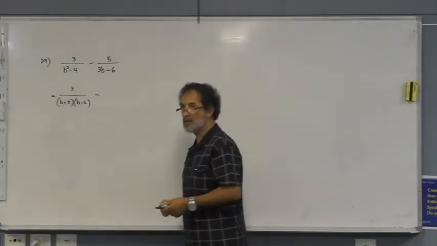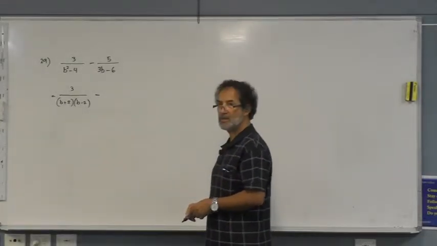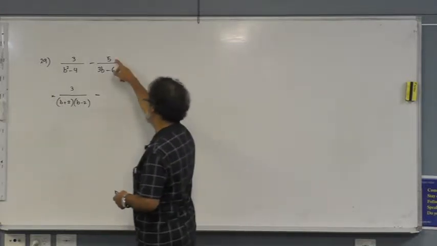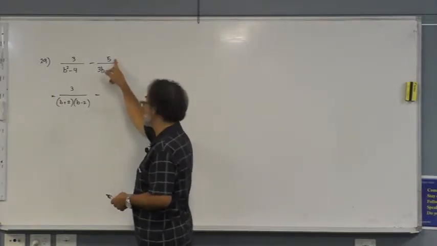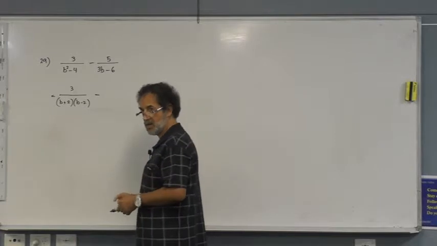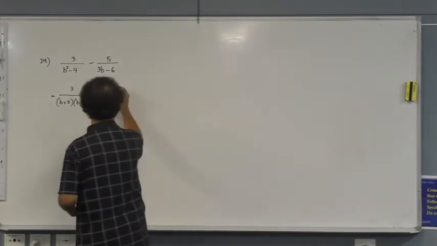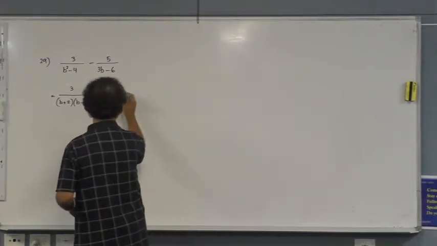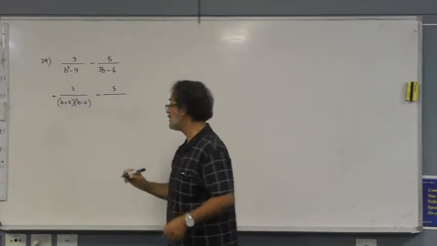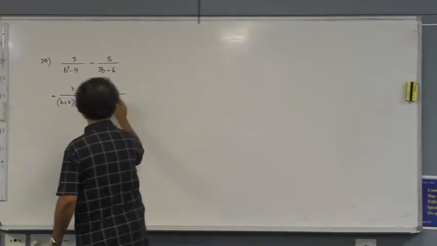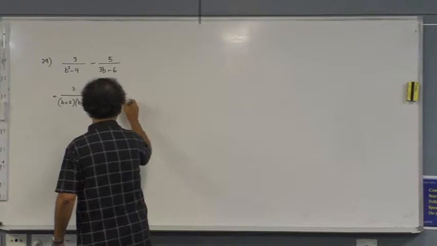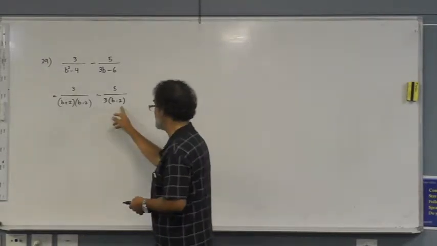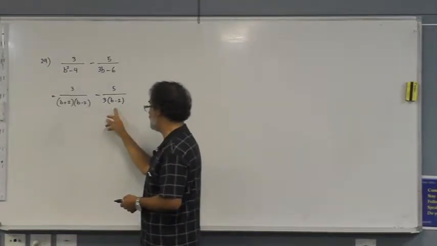Okay, and then we're going to do exactly the same to the second fraction. So do we need to do anything to the top? Obviously no, okay, but we can factorize the bottom. So it's going to be 5 over, what is it? So it's going to be 3, and then b minus 2.